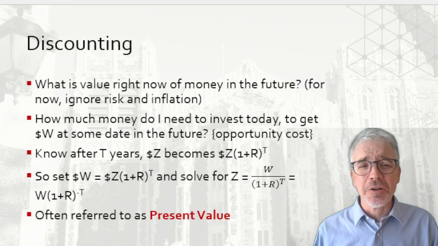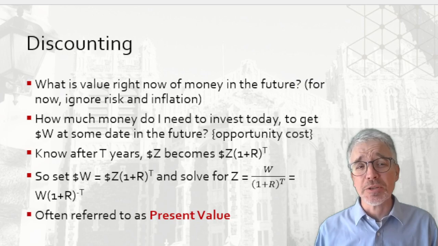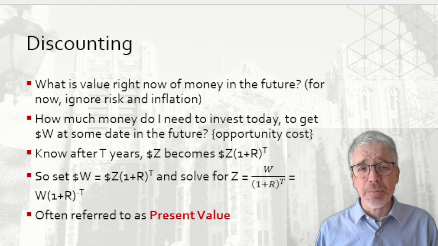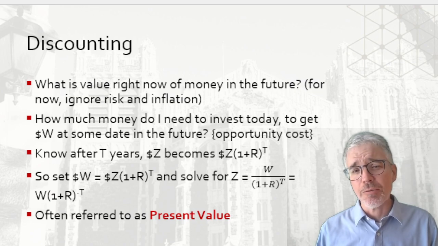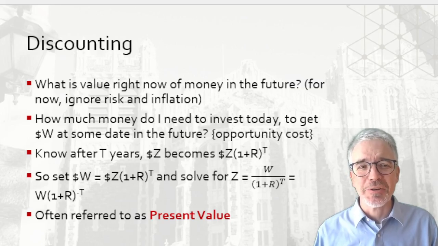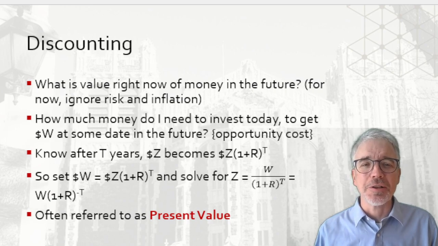So to put that all into more mathy terms, after t years, z dollars initially becomes z times (1 plus r) to the t power. How do I find the present value? W equals z times (1 plus r) to the t power. Solve for z. z is W divided by (1 plus r) to the t, or rewrite that as W times (1 plus r) to the minus t. Again, that's how negative exponents work. Review your algebra if you don't recall all that.